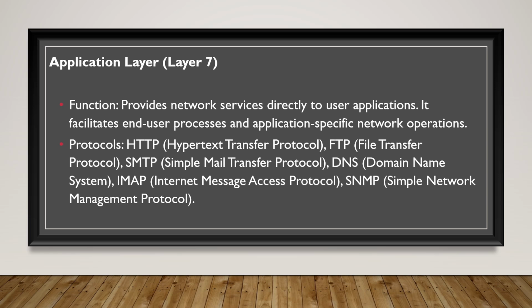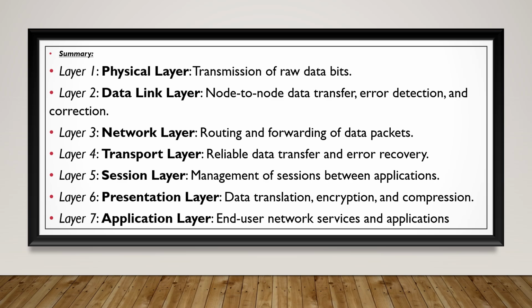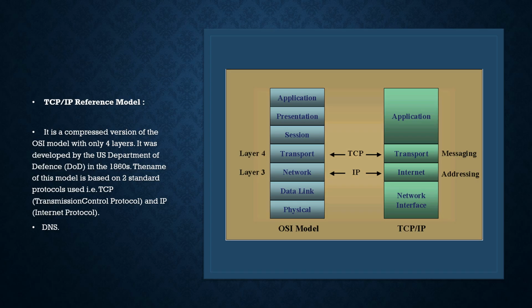Now the last layer is the application layer. It provides network services directly to the end users and interacts with software applications. The protocols used, as we have discussed earlier, are HTTP, FTP, DNS, and many more. Here is a summary of all the layers of the OSI model.